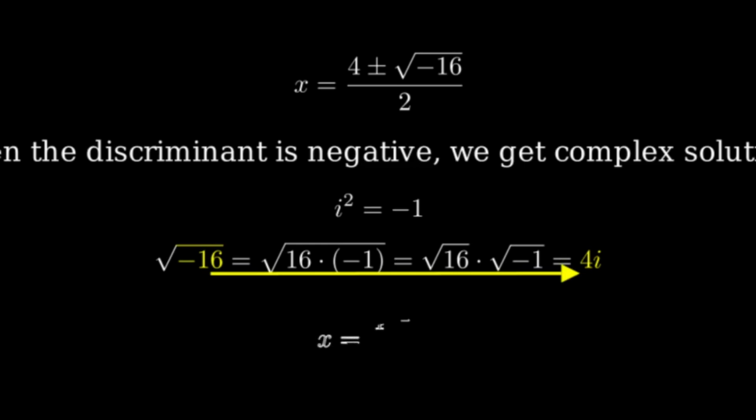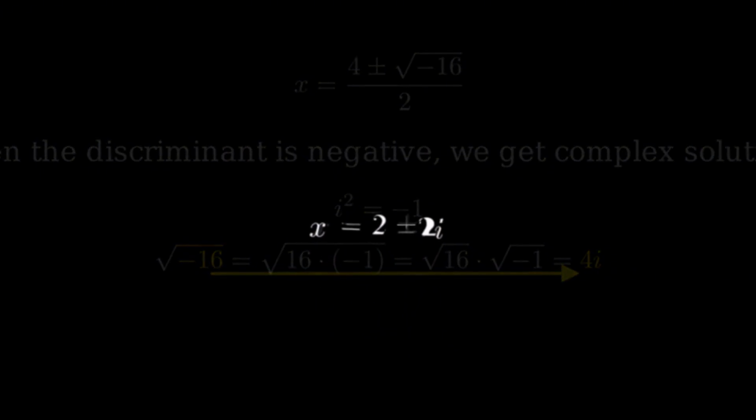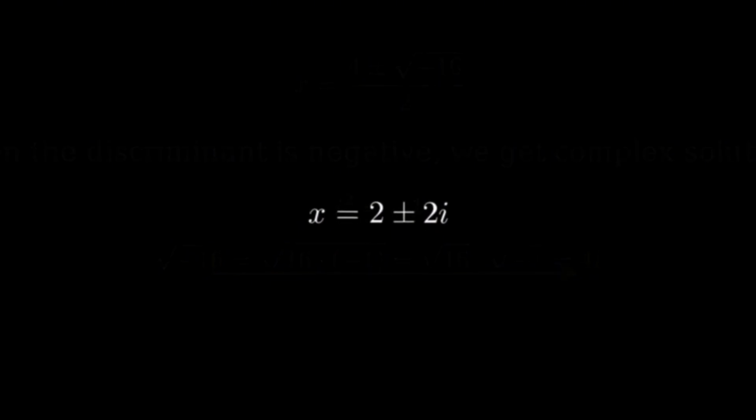Now we can substitute this result back into our original formula. The square root of negative 16 becomes 4i, giving us x equals 4 plus or minus 4i, all divided by 2. Let's simplify this expression further by dividing each term in the numerator by 2. When we divide 4 by 2, we get 2. Similarly, when we divide 4i by 2, we get 2i. This gives us our final form, x equals 2 plus or minus 2i.